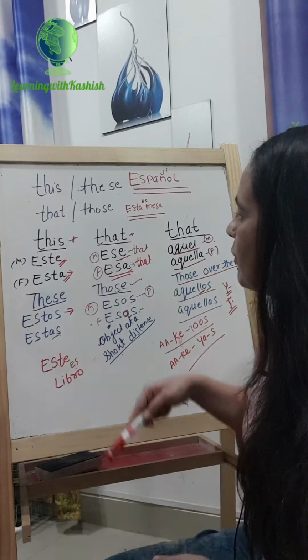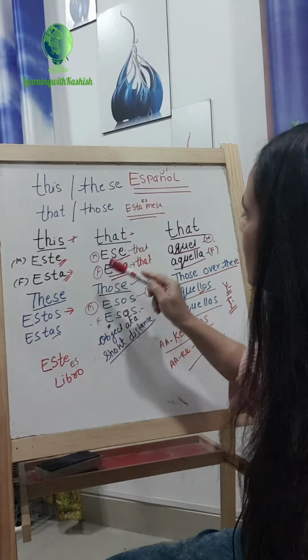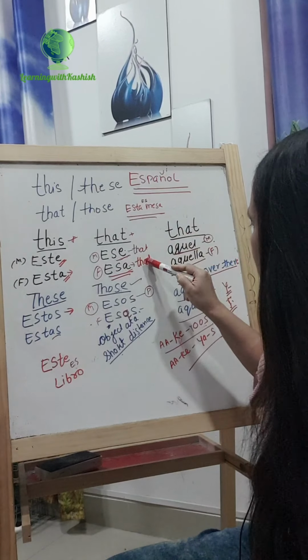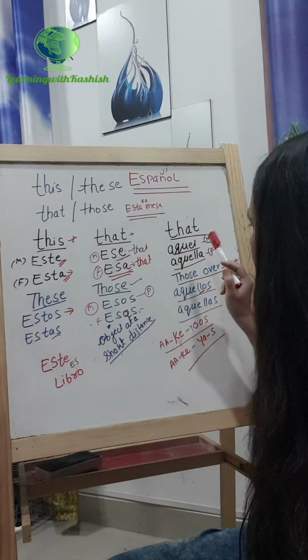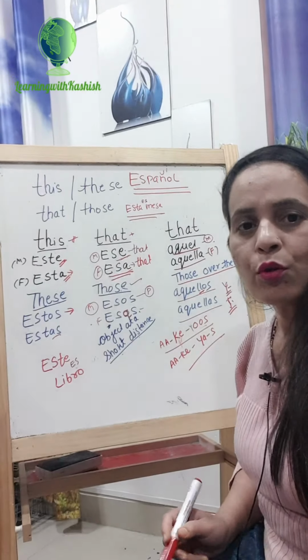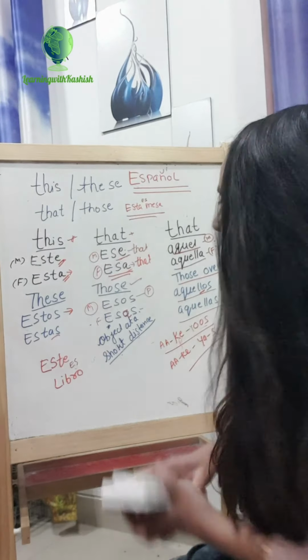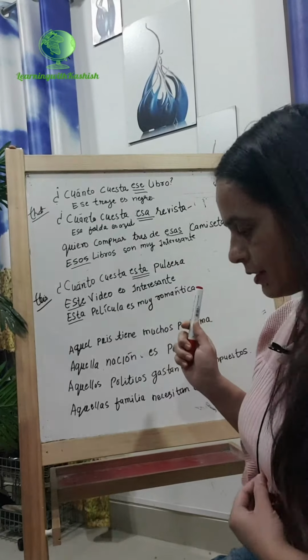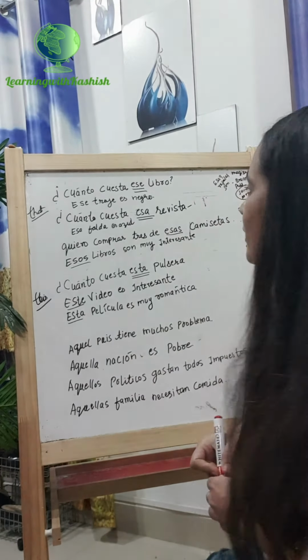So remember, if we are talking about this, we use este, esta, estos, estas. That is of two types, nearer and far away things. Ese, esa, esos, esas. Then aquel, aquella, aquellos, aquellas. So let's understand them with some examples. Now let's give examples of this, that and that thing over there.